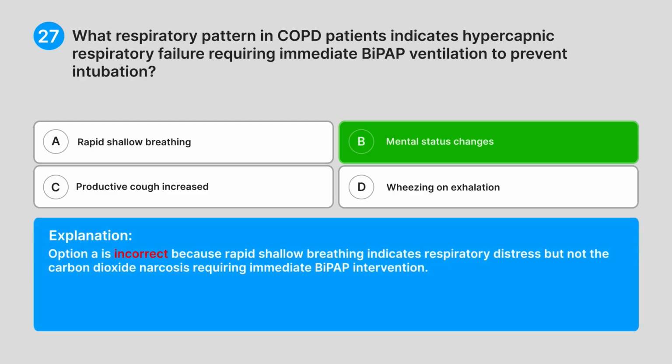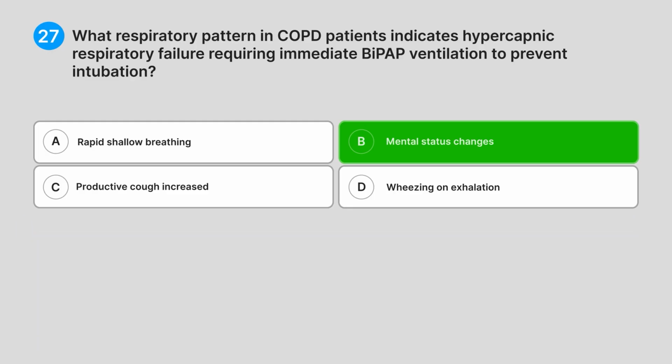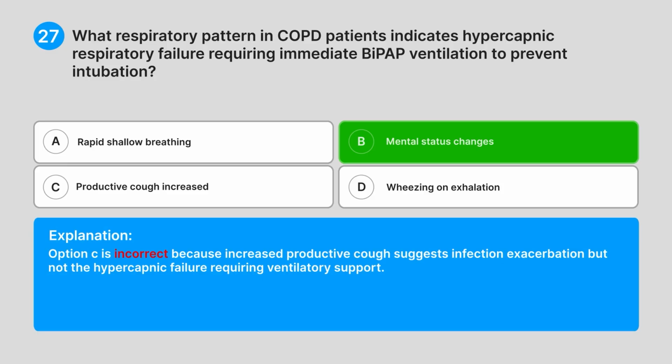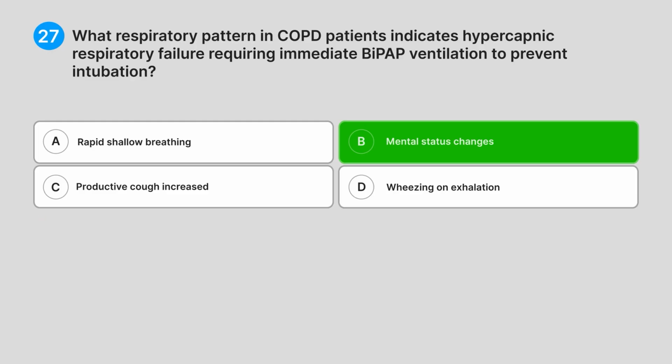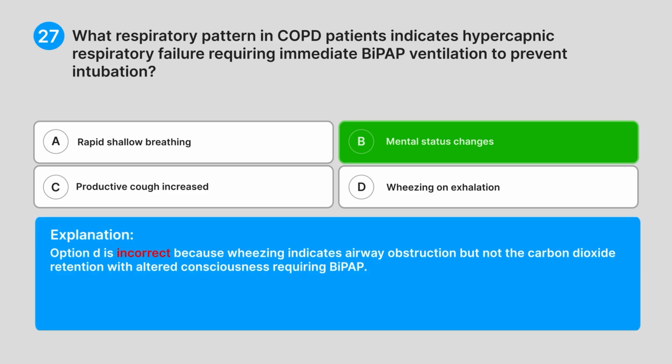Option A is incorrect because rapid shallow breathing indicates respiratory distress, but not the carbon dioxide narcosis requiring immediate BiPAP intervention. Option C is incorrect because increased productive cough suggests infection exacerbation, but not the hypercapnic failure requiring ventilatory support. Option D is incorrect because wheezing indicates airway obstruction, but not the carbon dioxide retention with altered consciousness requiring BiPAP.